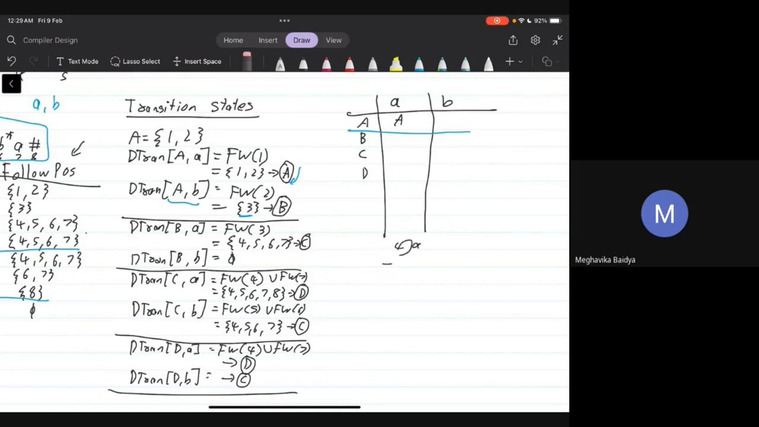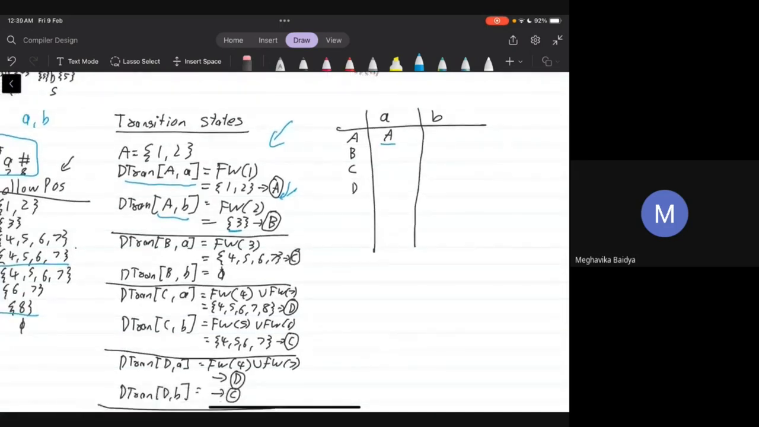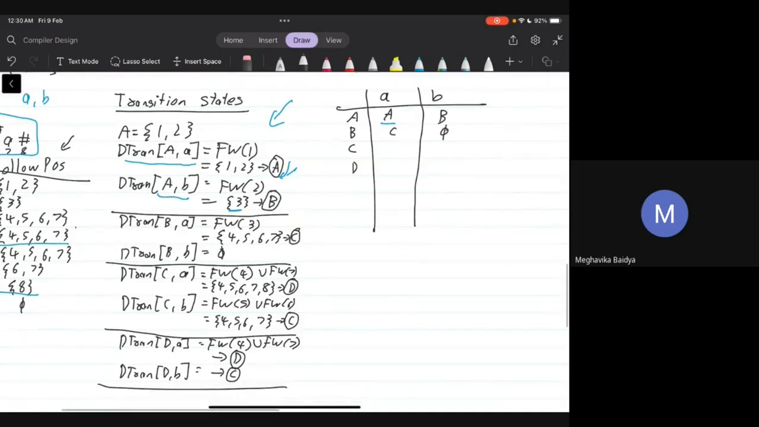So for input A, you'll check here the transition states. For Dtran of A comma A, you are going to A, so you write this here. Now for Dtran of A comma B, it's going to B, right? So you write B here. Now what is B with the input of A? C. And B with the input of B? Nothing. Next, C with A is D and C with B is C. And next, D with A is D and D with B is C.